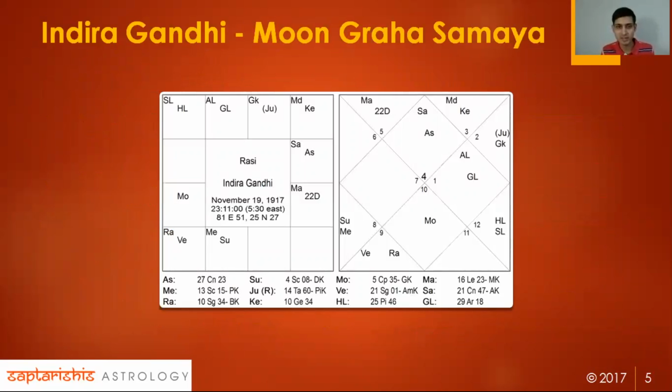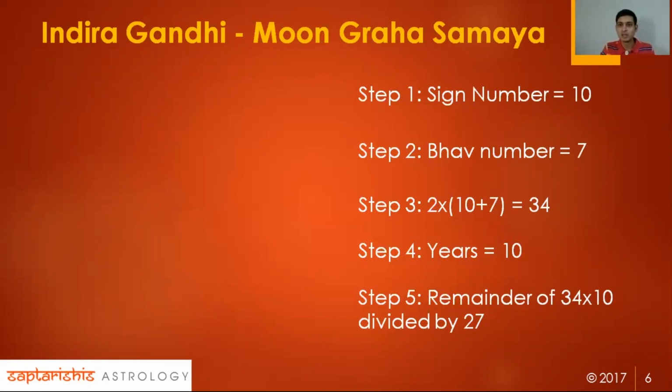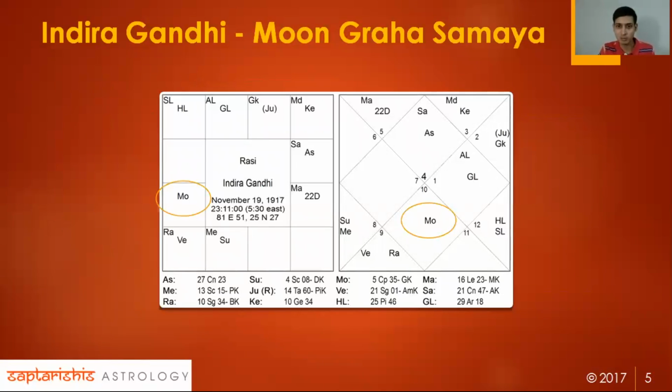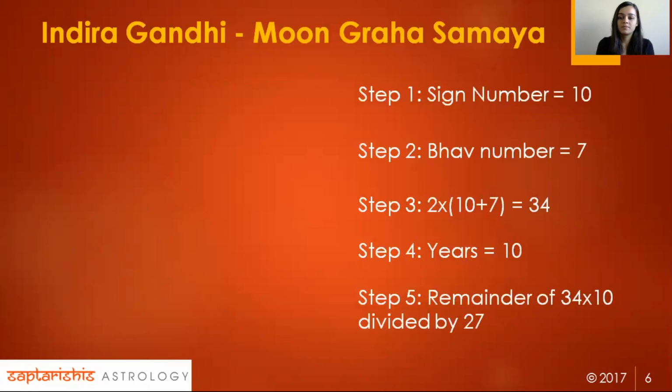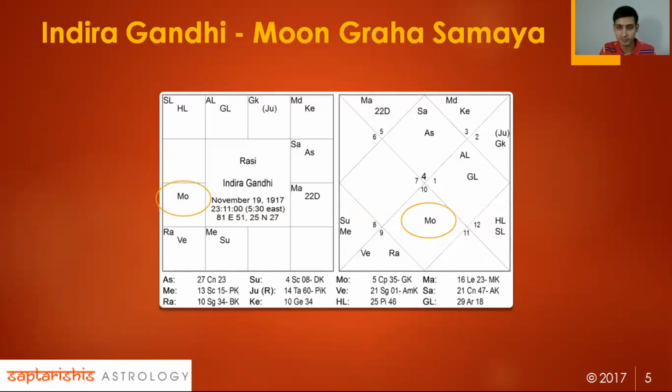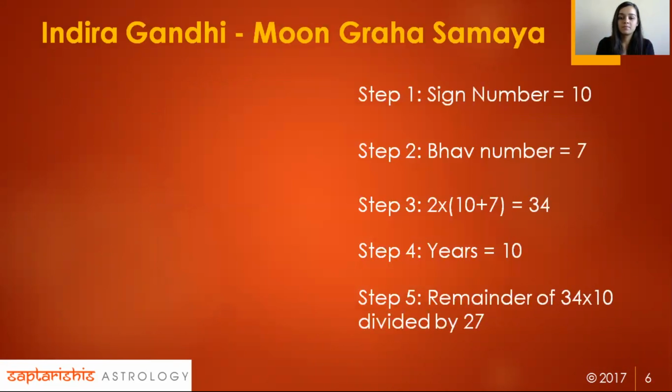Again, we have taken the same example of Indira Gandhi, and we are going to calculate Graha Samaya for the moon. The moon is in the 7th house, and it is in the Capricorn sign. As we said, step number 1 is to identify the sign number. The sign number is 10, which is Capricorn. And then the bhav number is 7, since it is in the 7th house. Then we add these two numbers together, sign number plus bhav number, and multiply by 2. So 17 into 2 gives us 34.